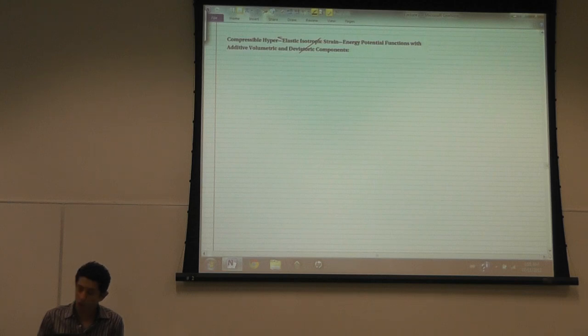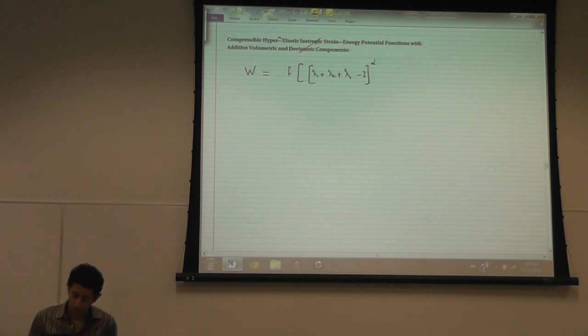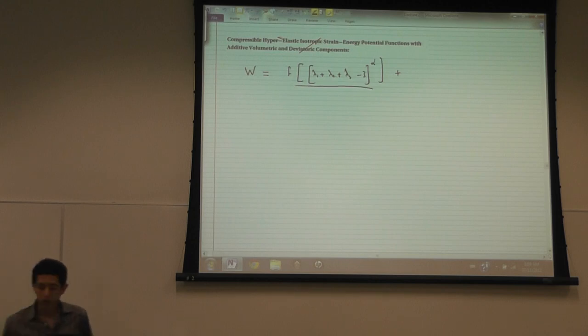So, as we talked about last time, the model for such functions can have a form like this, where the energy function is equal to a certain function of lambda 1 plus lambda 2 plus lambda 3 minus 3, and you can raise it to any power you want, and maybe add terms like this with different powers. Such a term would be a function of the stretch in each direction.